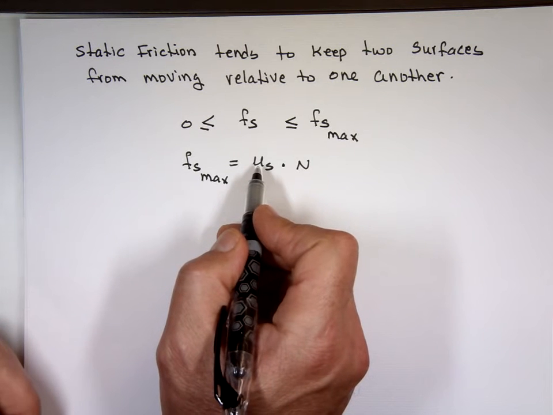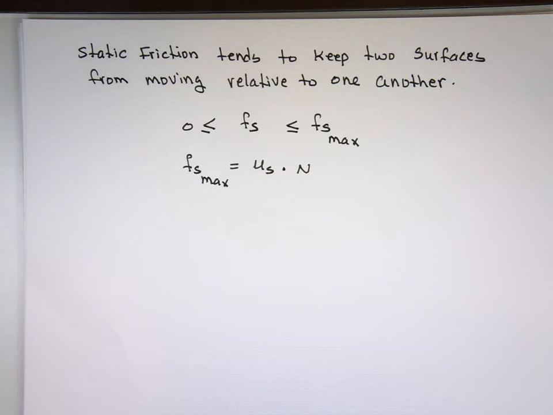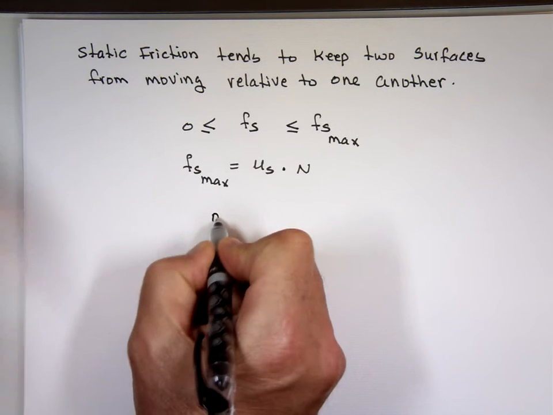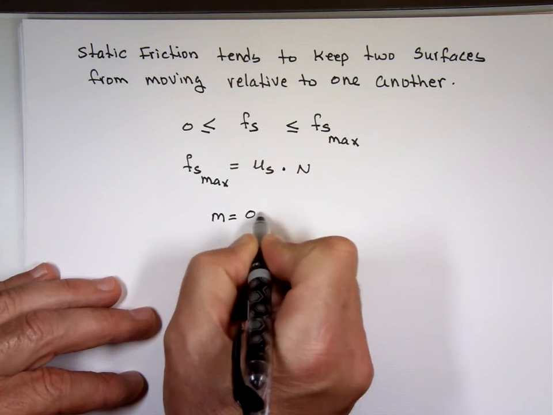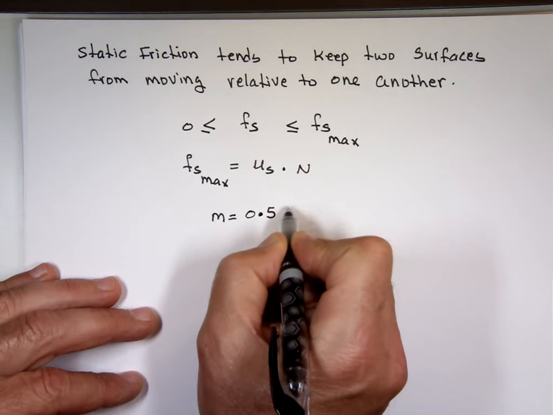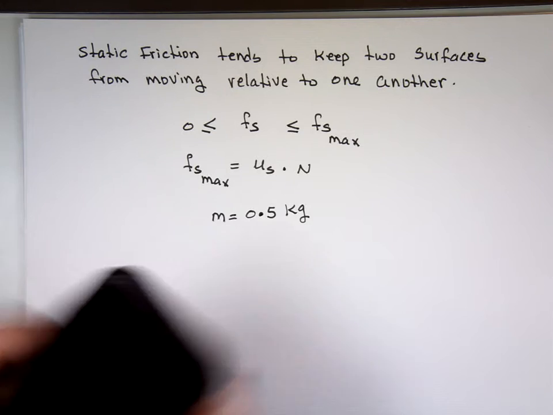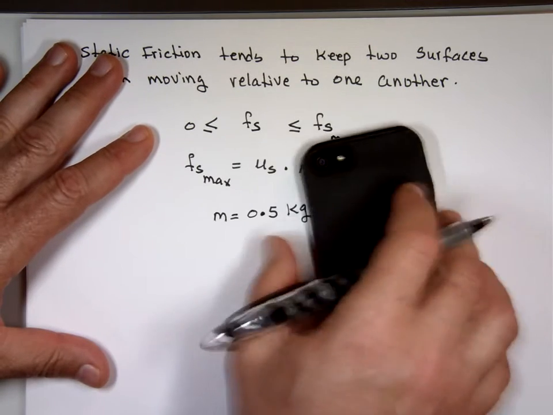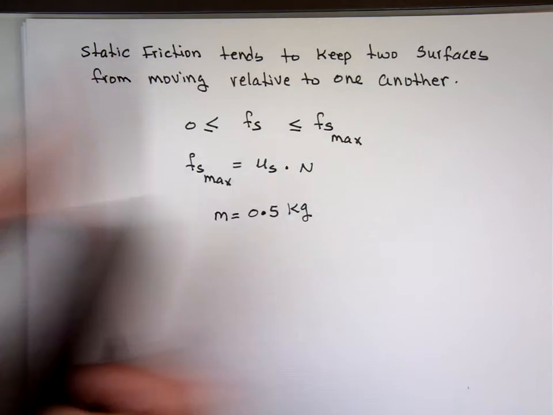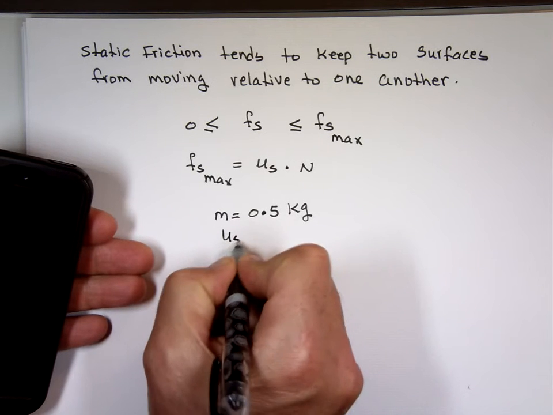So an example, let's take this iPhone. We'll say this iPhone has a mass of 0.5 kilogram. And I really have a nice case on this. I'm having a hard time pushing it there. It's very rubbery. So let's say mu s for this is 0.97.